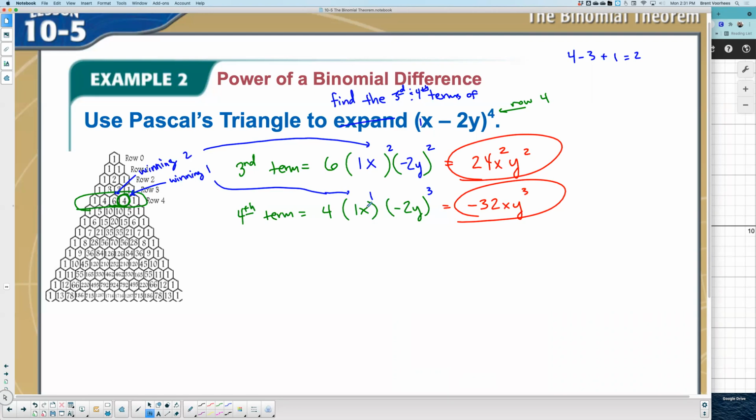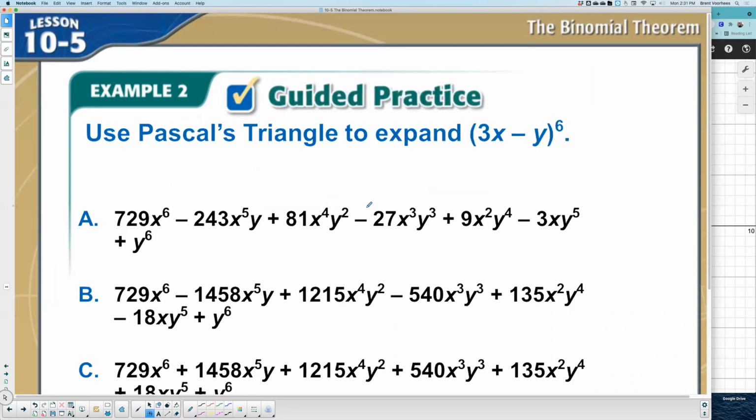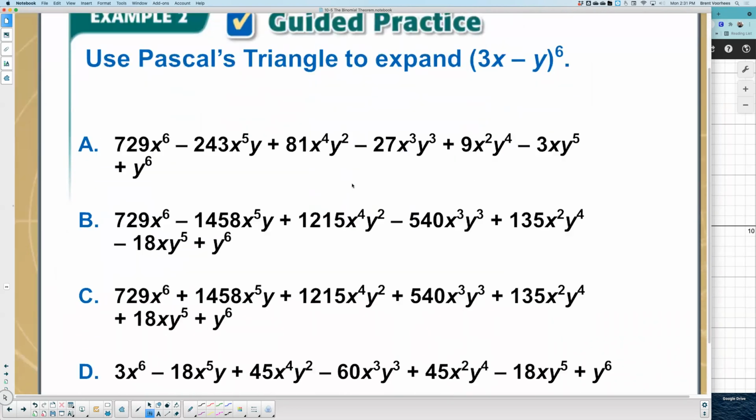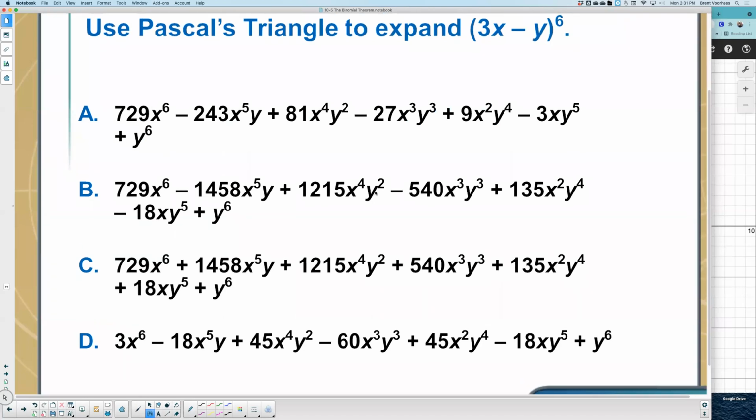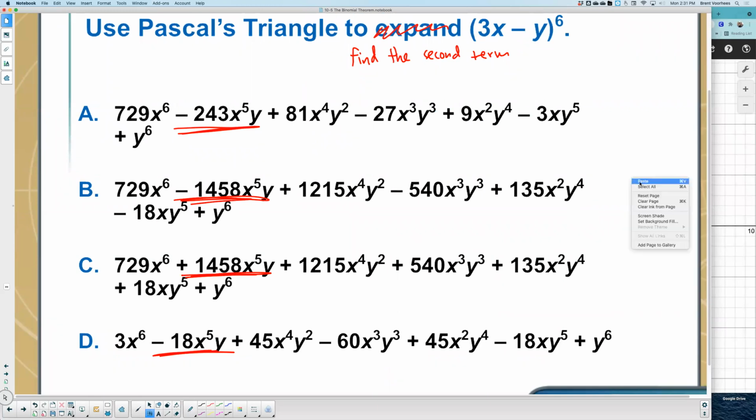All right, this time I want you to find the second term. Find the second term, which basically, to make this simpler, is from the answer choices. I want you to determine which of these values, I'm underlining all the second terms, which one is correct given this problem. Let me get you a little.